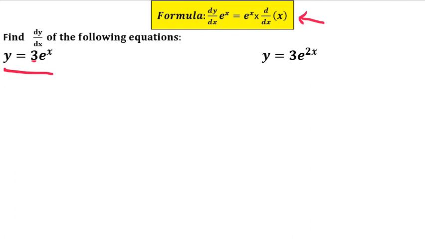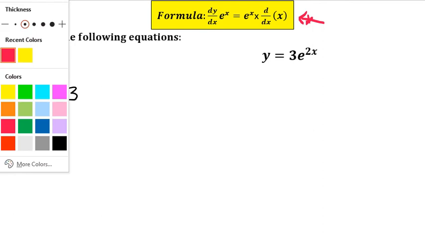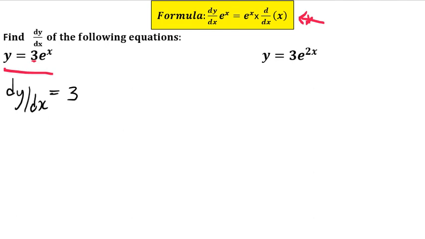So let's just solve this first example. There's nothing to simplify here. It's straightforward. Dy over dx for this one, we keep 3 as a constant. Then we're going to apply this formula. So to apply that formula, let me write it with the pink color.